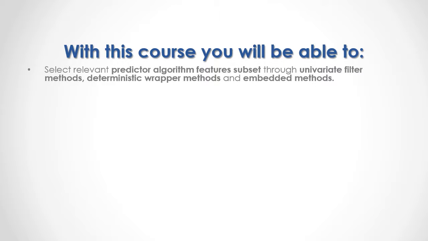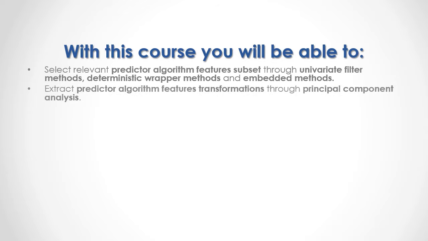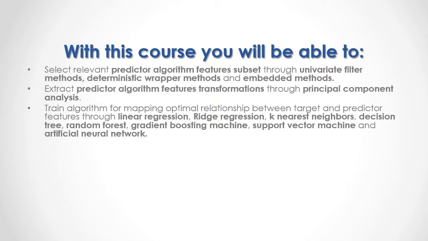At the end of this course, you will be able to select relevant predictor algorithm feature subset through univariate filter methods, deterministic wrapper methods, and embedded methods. Extract predictor algorithm feature transformations through principal component analysis. Train algorithm for mapping optimal relationship between target and predictor features through linear regression, ridge regression, k-nearest neighbors, decision tree, random forest, gradient boosting machine, support vector machine, and artificial neural network.